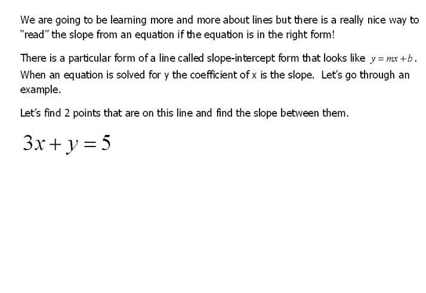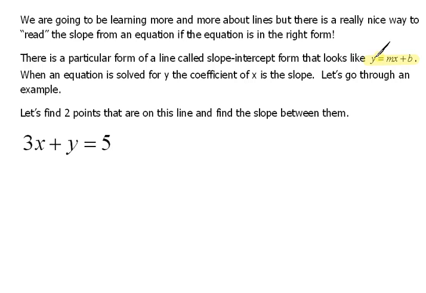Well, the really nice thing about looking at the equation of a line is if you can get it in the right form, then you can just read off the slope. But it has to be in the right form. That right form is called the slope-intercept form of a line, and we're going to explore that more when we start writing equations. We'll do that in another section.